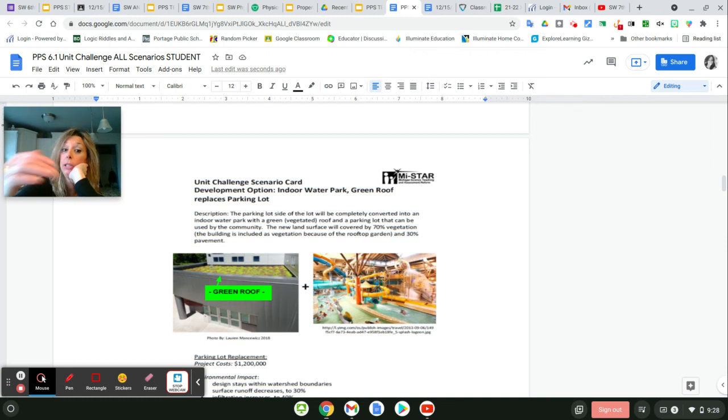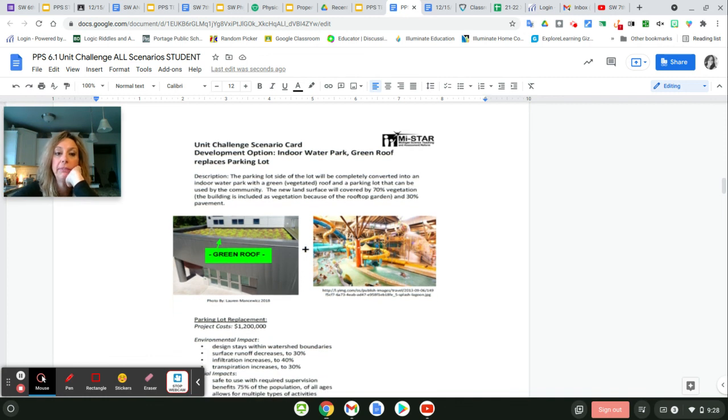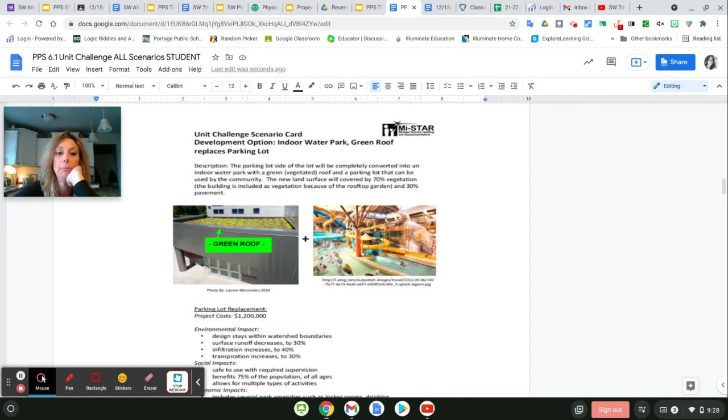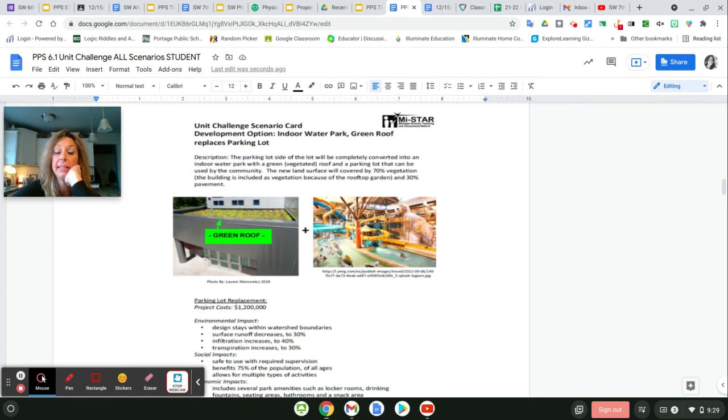So the water park, an indoor water park that has a green roof on top, that would replace the parking lot. Okay, so we'd still have the field, but again, we're going to replace the parking lot. All right, so the parking lot side of the lot will be completely converted into an indoor water park with a green vegetated roof and a parking lot that can be used by the community. The new land surface will be covered by 70% vegetation. The building is included as vegetation because of the rooftop garden, and 30% pavement.